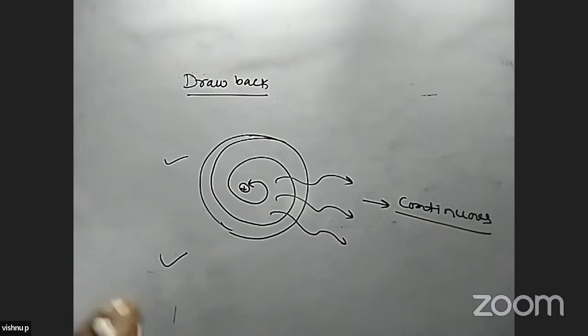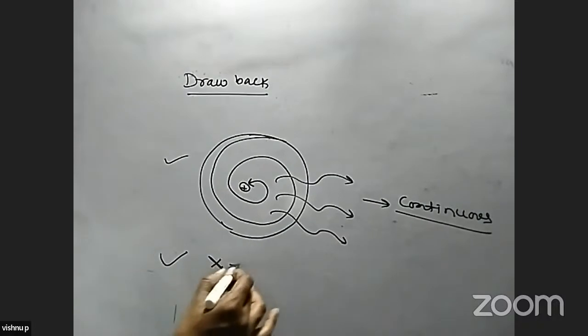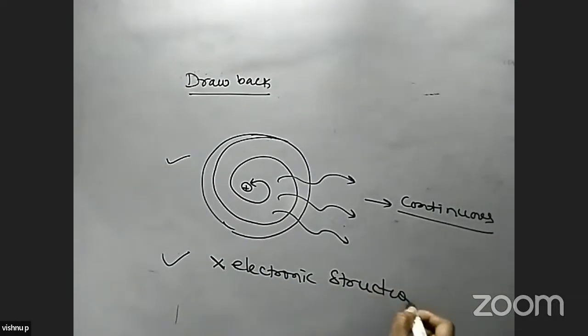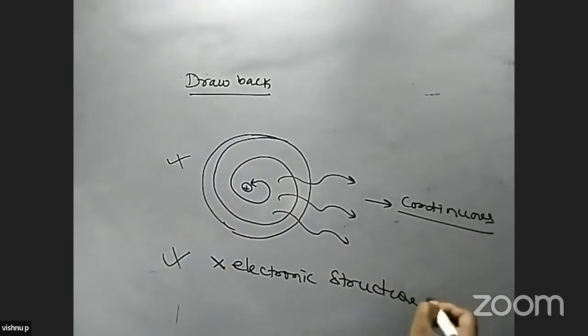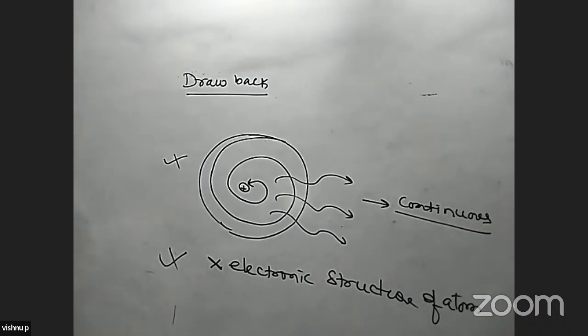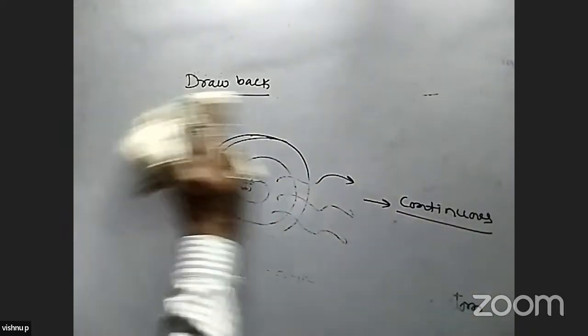And the second drawback is that it failed to explain the electronic structure of an atom. What is this electronic structure? It is the arrangement of electrons in different orbits, which is not explained by Rutherford's atomic model. So these are the drawbacks of Rutherford's atomic model, but the concept of the nucleus was explained for the first time by Rutherford. And the next concept is atomic number.